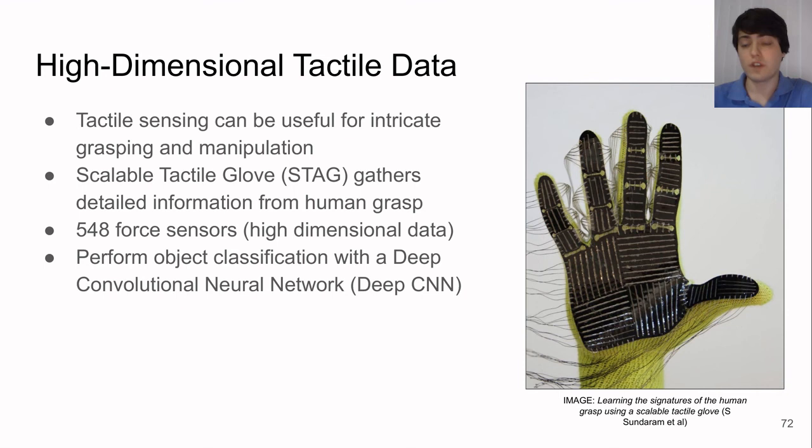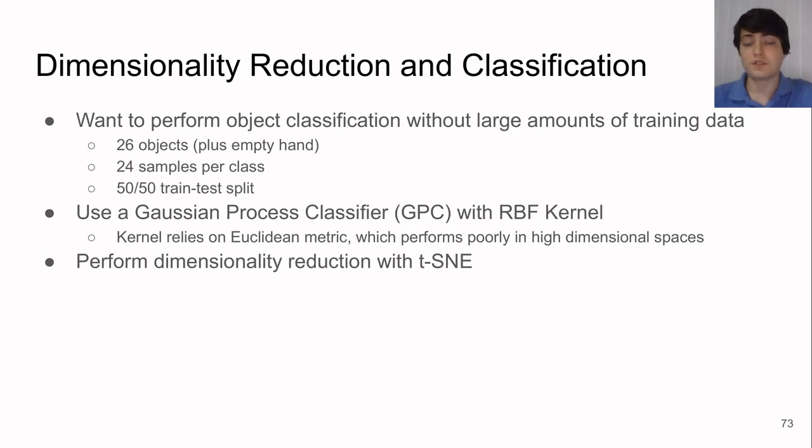However, this neural network requires very large amounts of data, and we wanted to explore if we could still produce accurate object classifications without so much data. We used a Gaussian process classifier with an RBF kernel to perform our classification on a small subset of the training data. This kernel relies on the Euclidean metric, which performs very poorly in high-dimensional spaces, so dimensionality reduction is necessary. In this case, we used T-distributed stochastic neighbor embedding, or T-SNE for short.